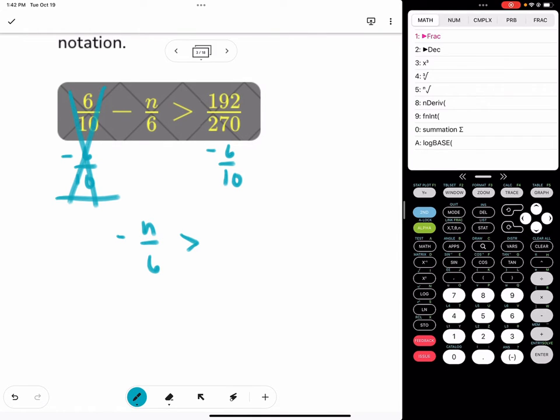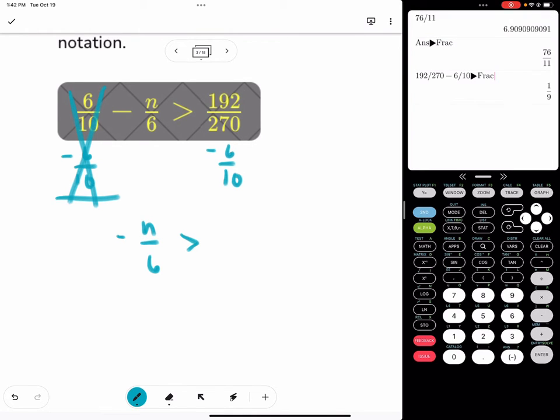And I'll hit math fraction. So it'll do the subtraction problem and give me the fraction answer all in one turn. So it gives me 1/9. So now I pretty much have it solved.